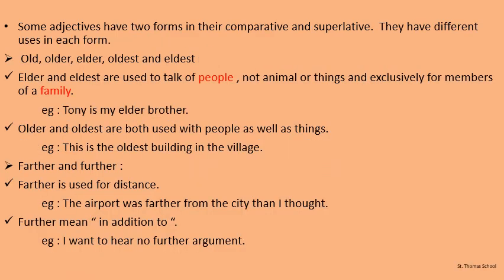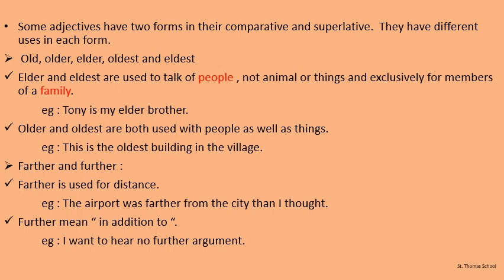Some adjectives have two forms in the comparative and superlative, so they have different uses in each form. In the previous slide, I showed you the last two in the comparative and superlative: old, older, elder, oldest and eldest. So it has two comparative forms and two superlative forms, and they are used for different situations. What are those different uses?